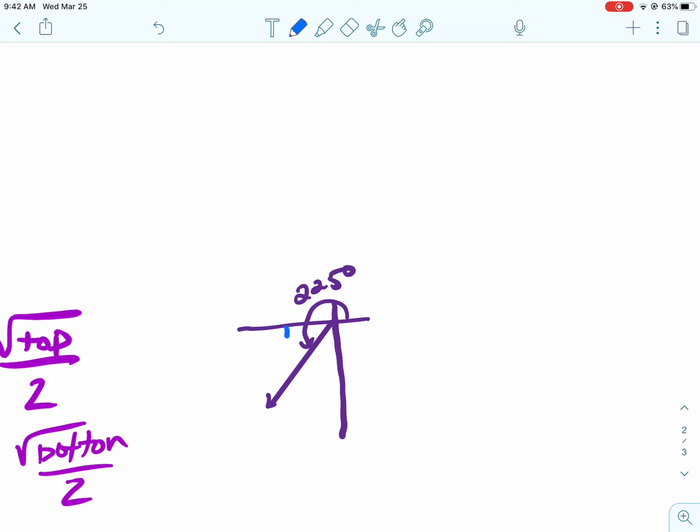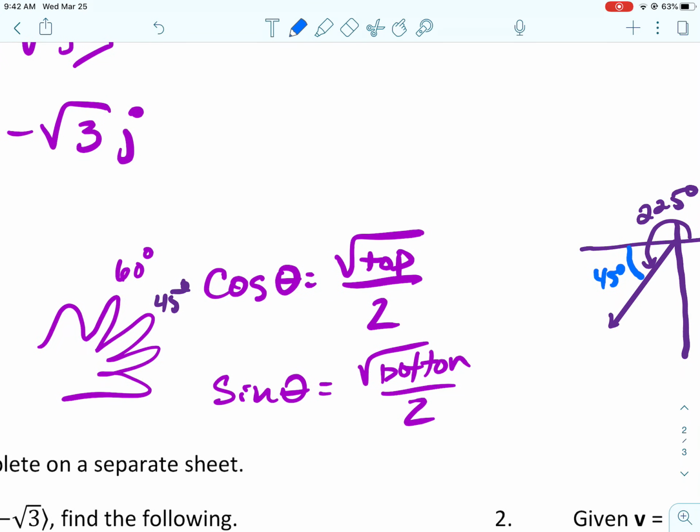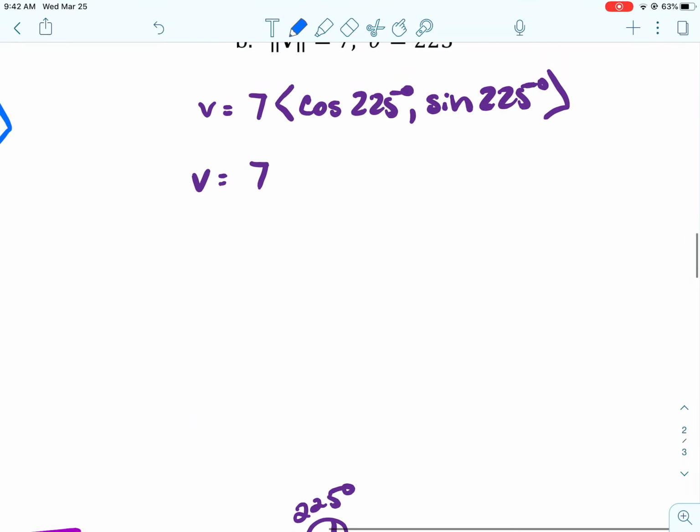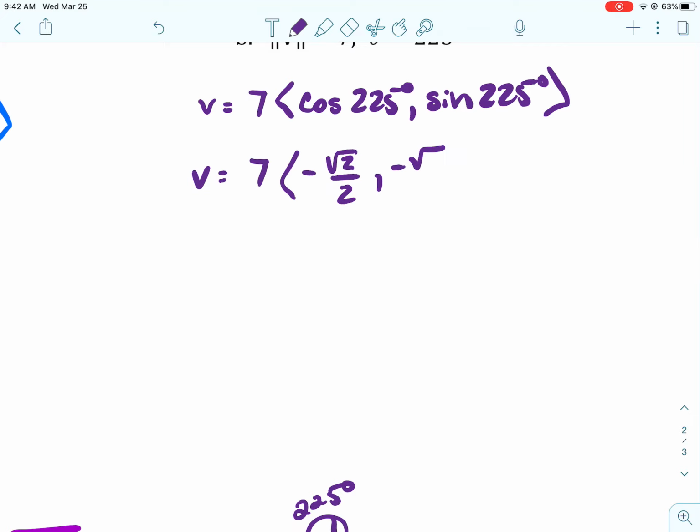225 is in quadrant 3. All right, so remember, we always kind of need to figure out the reference angle. So the closest angle to the x-axis is 45 degrees. Okay. All right, so when we do the cosine, we're going to do the square root of the top fingers over 2, which is going to be the square root of 2 over 2. And I know that the cosine in quadrant 3 is negative. All right, for the sine, we're going to do the square root of the bottom fingers over 2, which is square root of 2 over 2. And again, the sine is negative in quadrant 3.